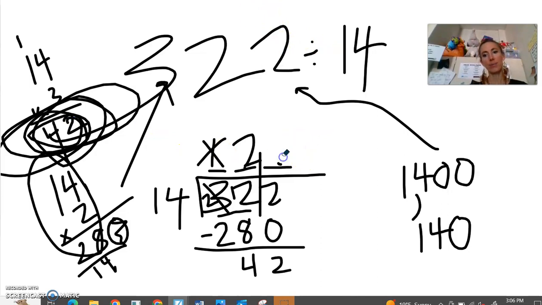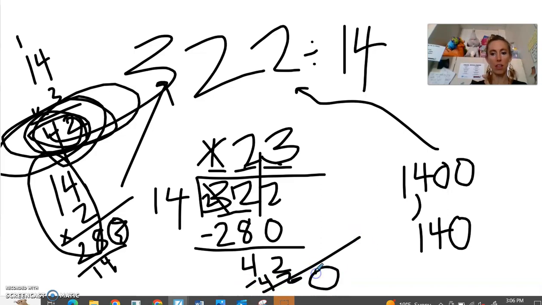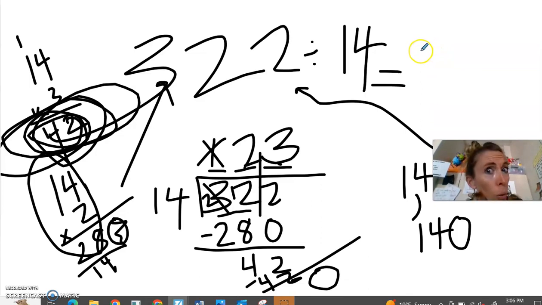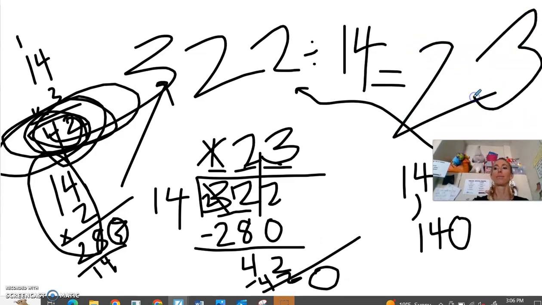All right, so I'm going to say, how many more 14s make 42? 3 of them. 3 times 14 gives us exactly 42. So when we subtract, we want to show we are left with nothing. We have no remainder. So what is the answer to this problem? Write it down before I do. Because the answer is not 2. It's 23. How do you check that? Of course we're going to check it. All right? Yeah. This one's a little tougher.